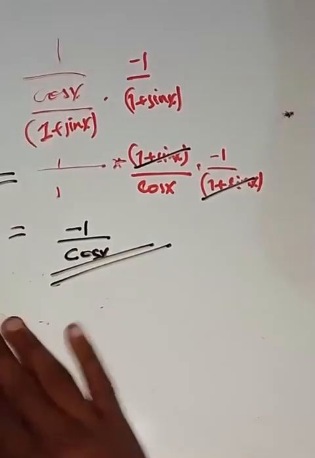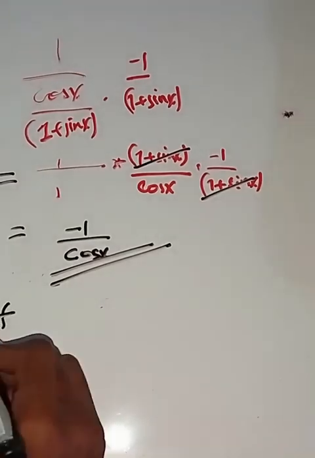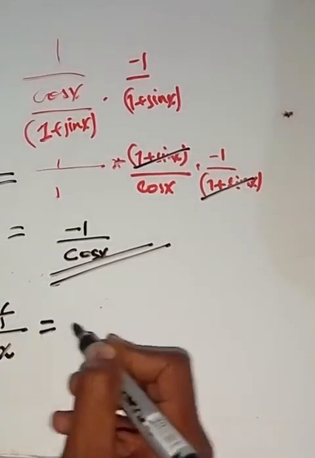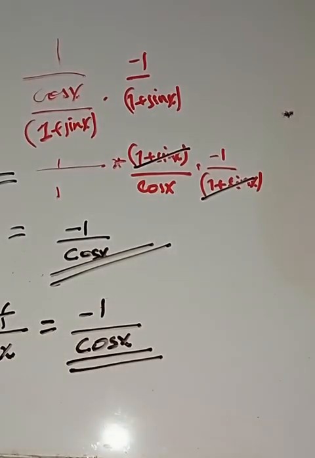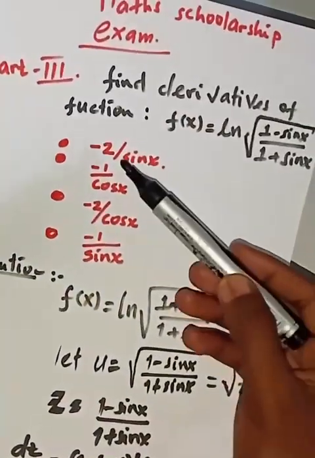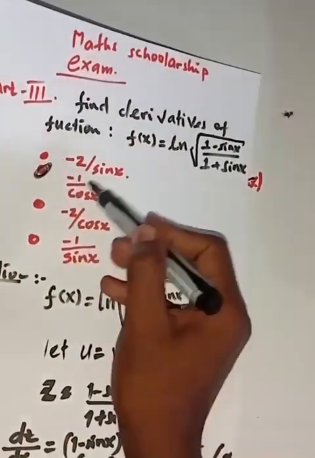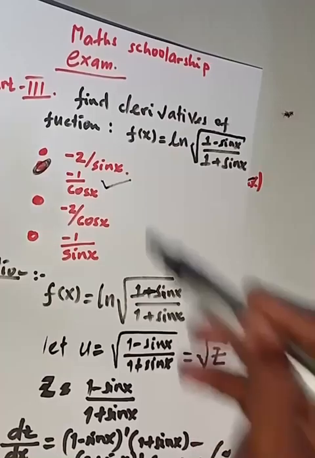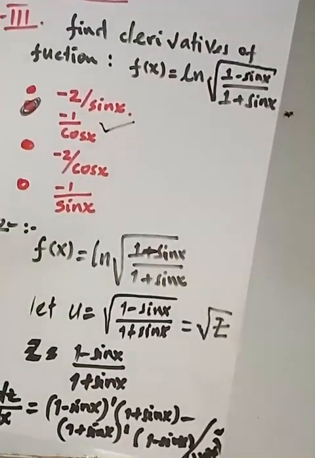This is our last answer. So we can say that df/dx is equal to negative 1 over cos of x. I think we have this among the choices. Yes, negative 1 over cos of x. Okay, choosing between negative 2 over sine of x and negative 1 over cos of x, we can choose B. This one is right, negative 1 over cos of x.